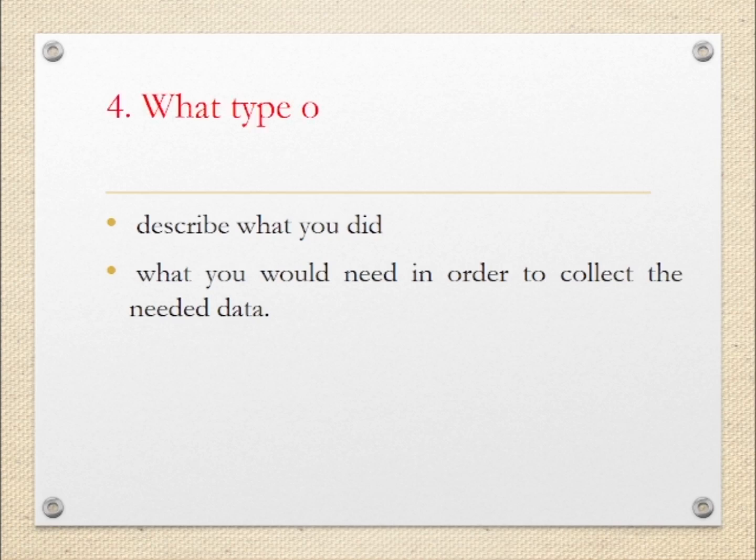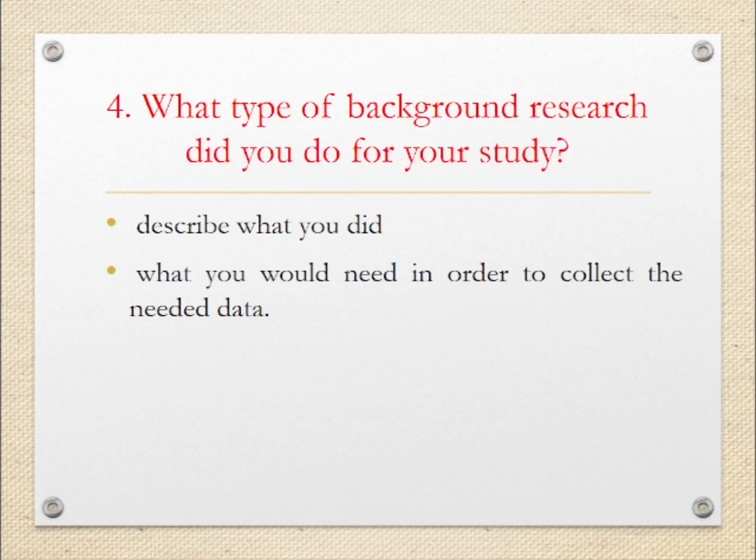4. What type of background research did you do for your study? Here you'll describe what you did while you were deciding what to study. This usually includes a literary review to determine what previous researchers have already introduced to the field. You also likely had to look into whether your study was going to be possible and what you would need in order to collect the needed data. Did you need info from databases that require permissions or fees?